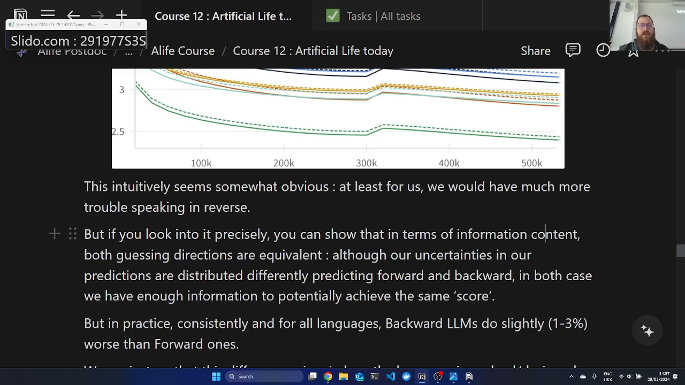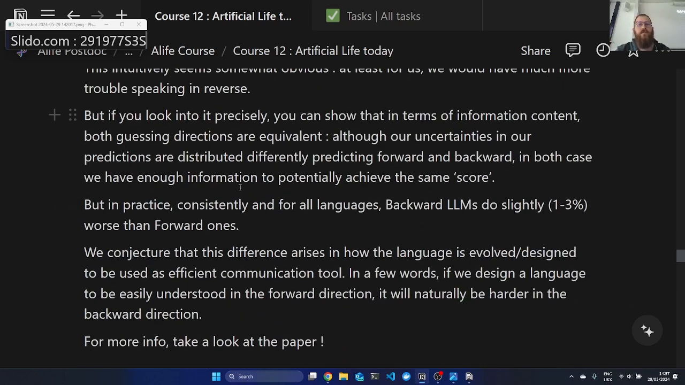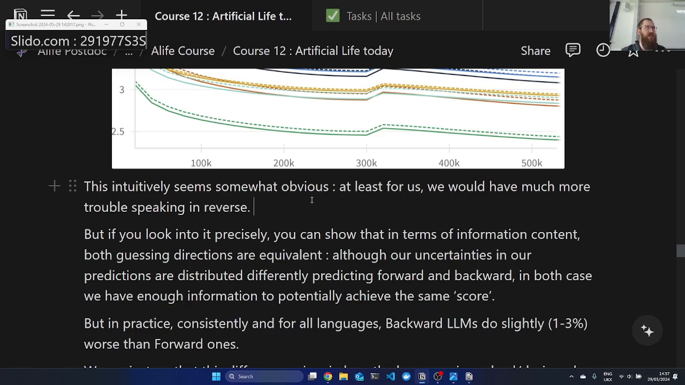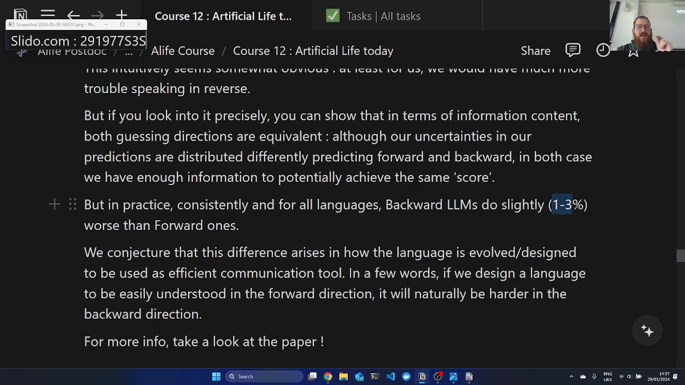And the other thing is that when you think it's obvious it's harder to speak backwards than forward, you would expect it to be really much harder, like 20, 30, or 100% harder. But in practice it's very small, like a 1 to 3% difference in loss. So it's slightly harder.